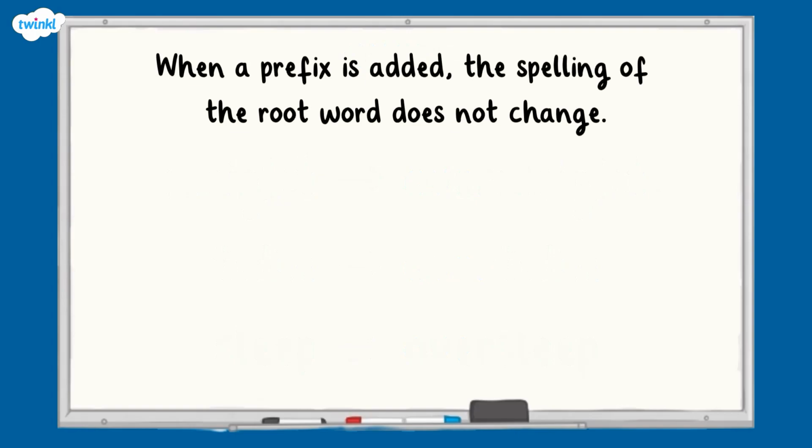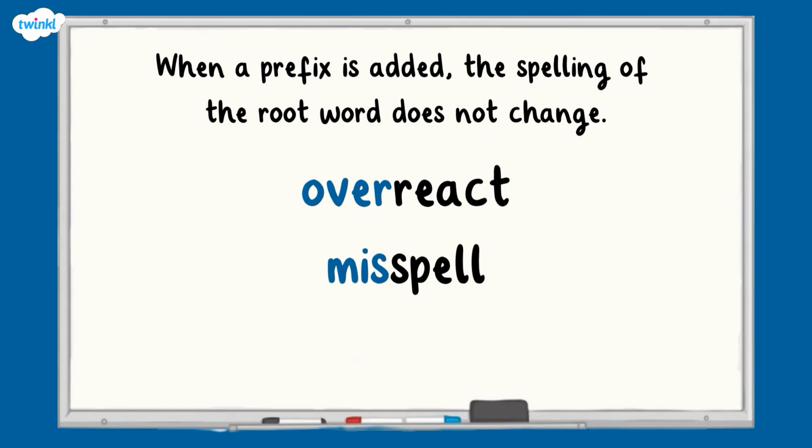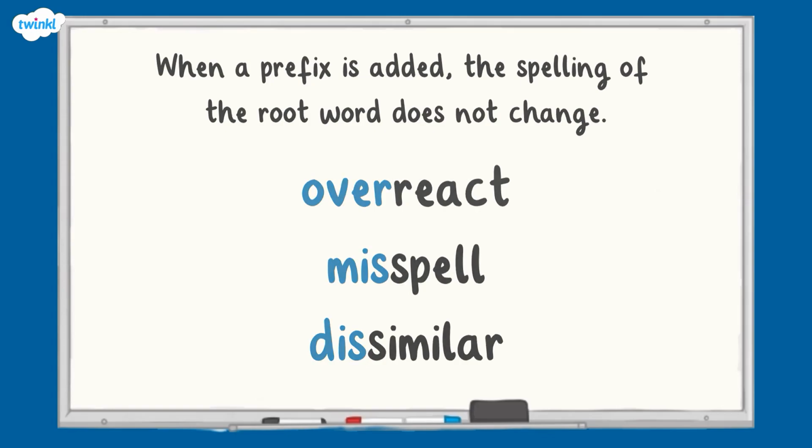Remember, when a prefix is added, the spelling of the root word does not change, so we can end up with a double consonant. For example, overreact, misspell, dissimilar. Knowing this will really help when spelling words with prefixes.